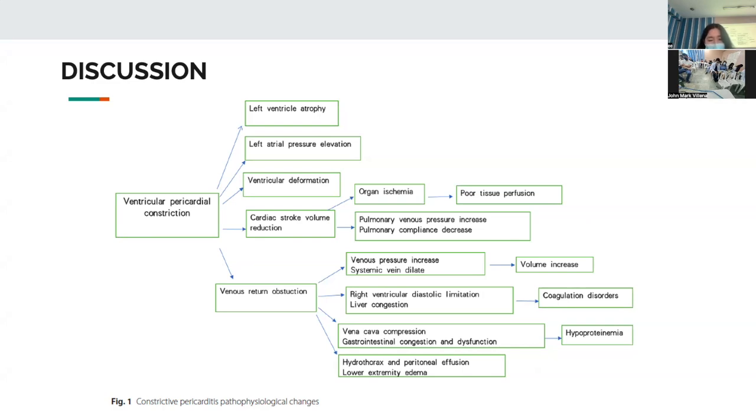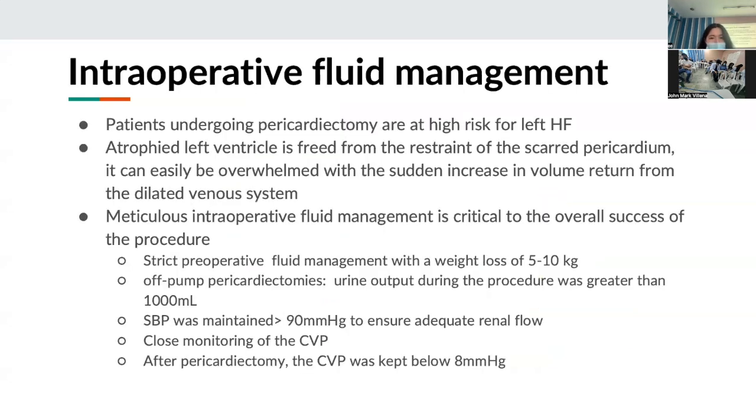Another important pathologic change of constrictive pericarditis is myocardial atrophy that can occur from myocardial infiltration and fibrosis, which impairs ventricular diastolic filling and affects the systolic contraction, thereby contributing to the development of heart failure. So, patients undergoing pericardiectomy are at a high risk of left heart failure. So, meticulous intraoperative fluid management is critical to the overall success of the procedure.